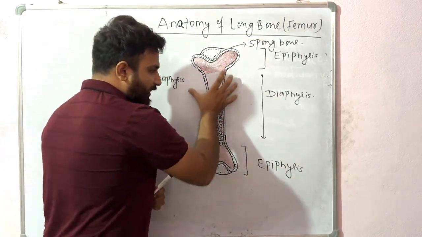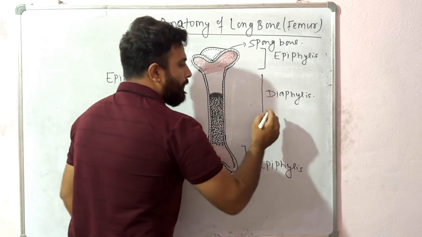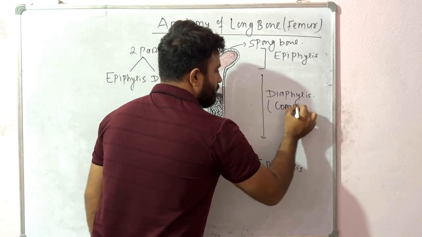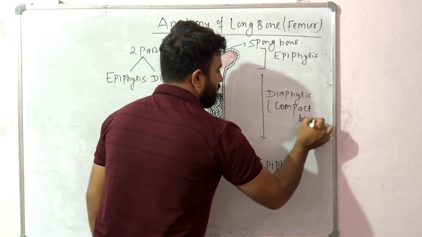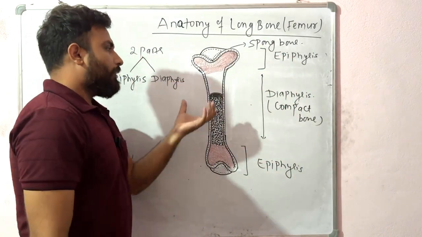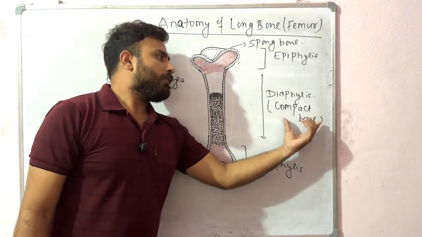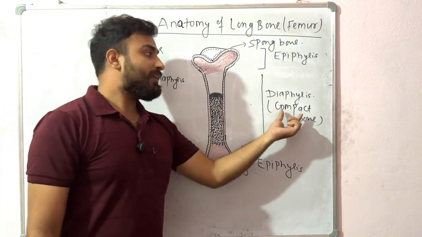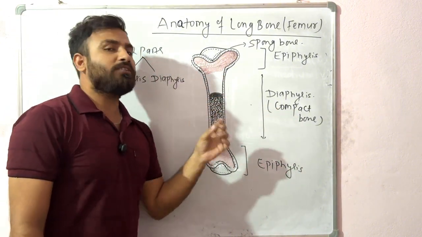If you talk about diaphysis, the bone is made up of compact bone. Remember, spongy bone is present in the epiphysis region, whereas the diaphysis region is completely made up of compact bone, which is dense bone, which makes the diaphysis region tough.